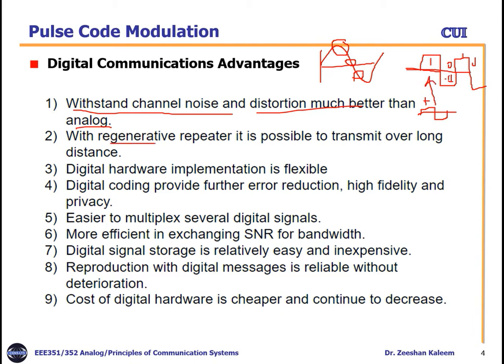So with regenerative repeaters, it is possible to transmit over long distances. We can regenerate after some distance to transmit the digital signal over long distances, whereas it is not possible to regenerate analog signals.